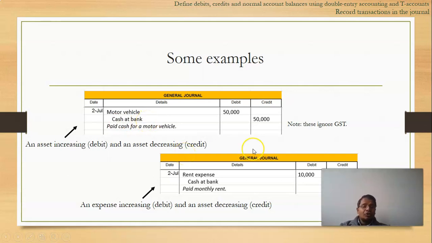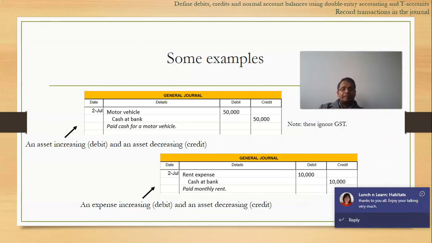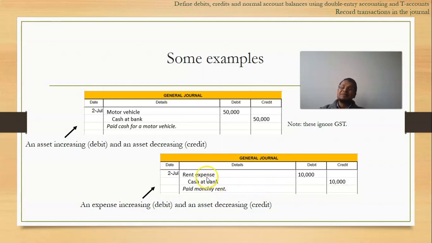What if we paid rent for cash? What happened? Rent expense debit. Rent is an expense. For running the business, we have to pay rent. Whatever we spend to operate the business is the rent expense, and cash account credit, because we paid cash and cash decreased. So rent expense, expense increase, debit, and cash decrease, credit.